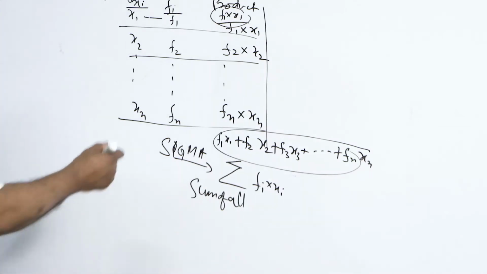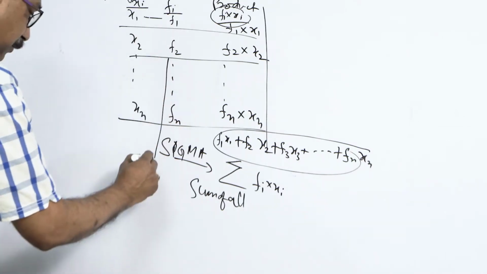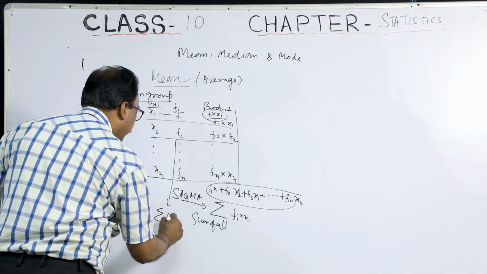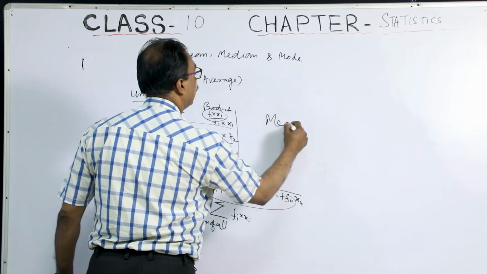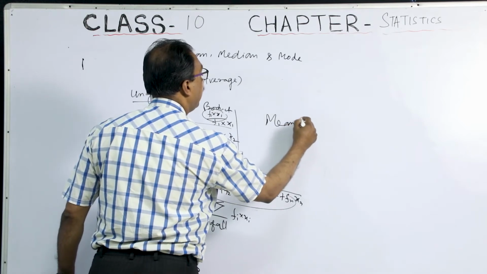And you have to add the frequencies also, like that. This one you also have to add, sigma fi. And if you want to find the mean, the symbol we denote it by is x bar.